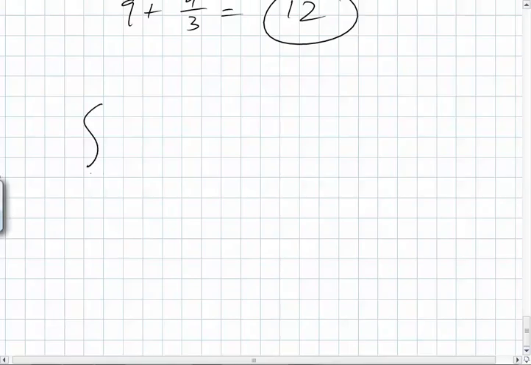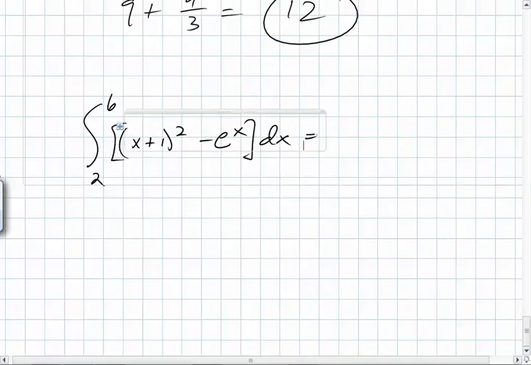So how about you do this? The integral from 2 to 6 of x plus 1 squared minus e to the x. Do that for me. Tell me what that is equal to. Do that out.